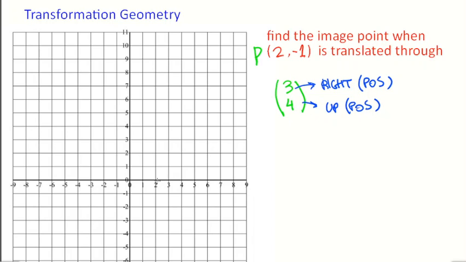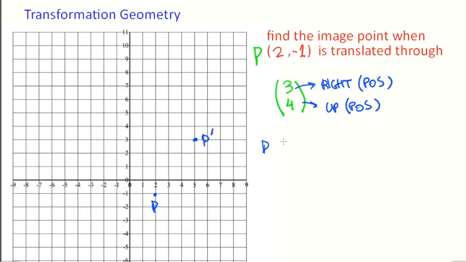So let's plot our point P. X equals 2 and y is -1. So our point P would be here. If we go 3 to the right and 4 up, we would end up here. So this would be our point P prime. We could calculate, if we plot this grid, we can check out the values, but we don't actually need that.